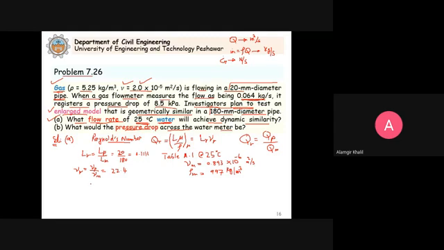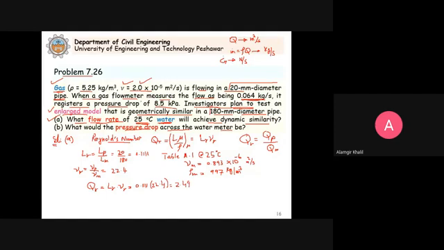Now what we have to do is that QR, the discharge scale ratio, is equal to LR into nu R. So what is LR? 0.1111 multiplied by 22.4. So you will get the discharge scale ratio, which is 2.49.